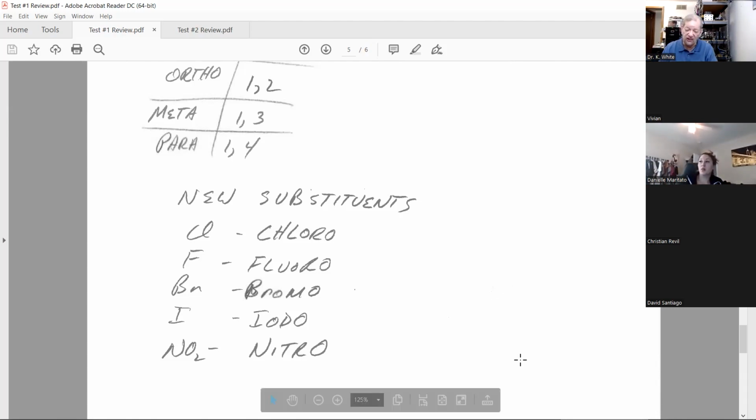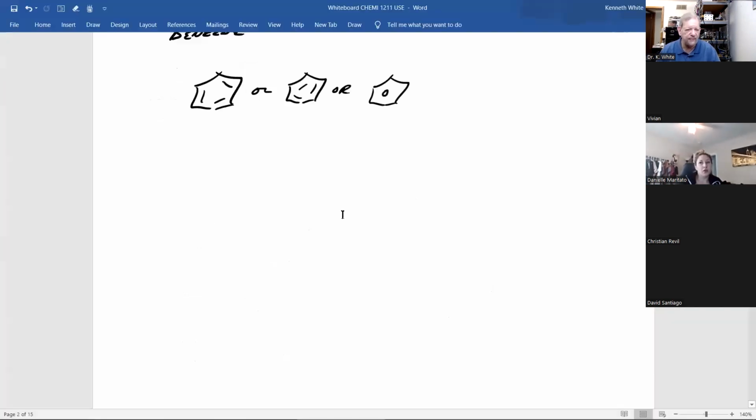So if we look at this, let's practice 1 or 2. And the question would be, give the IUPAC name for the following. Your turn.